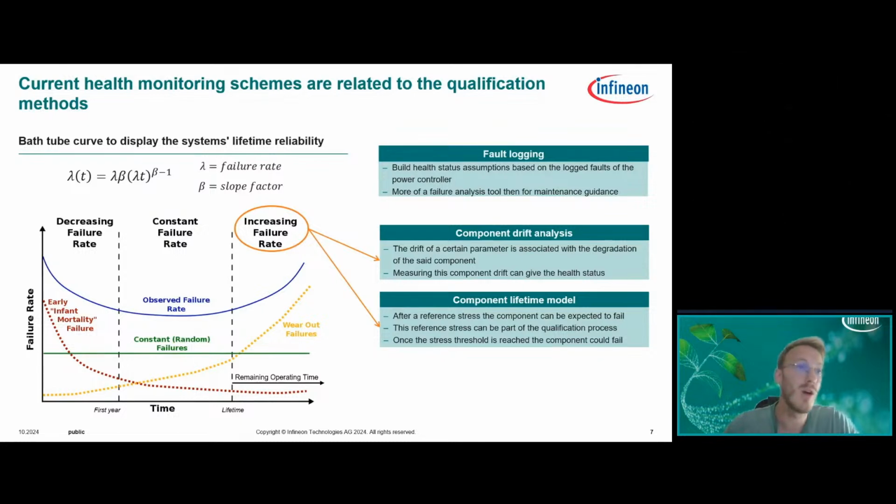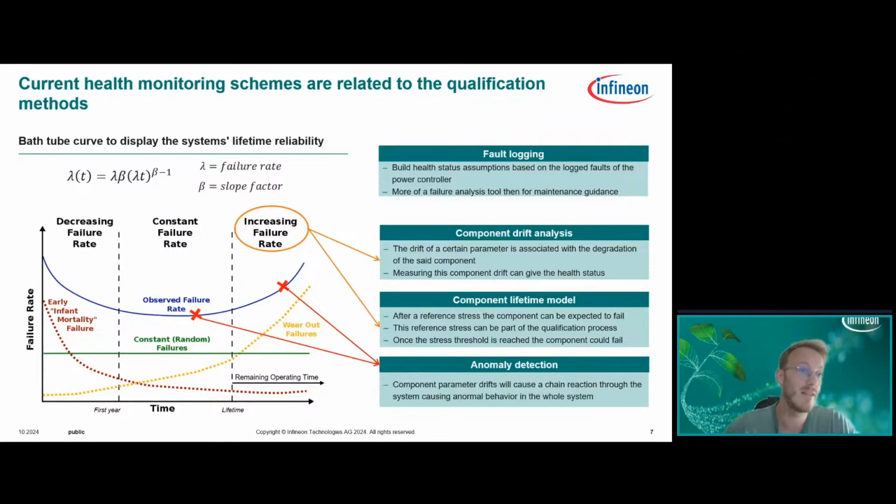Method logs the stress over a specific device, compares it with the results of the qualification, and then by this comparison, it can say this is the health status of the system. But there are also other solutions out there, like anomaly detection. And anomaly detection does not only model the wear out effects, it can actually detect failures throughout the whole life cycle of a product or of a system.